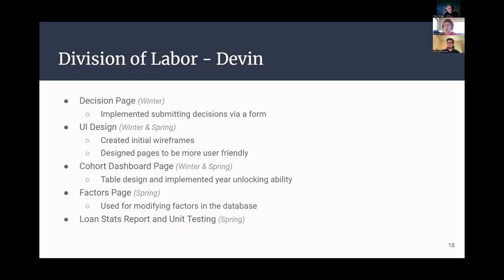So I worked on the decisions page, implementing submitting decisions via a form. The UI design, I created the initial wireframes and then designed the pages to be more user-friendly. And I worked on the cohort dashboard page for unlocking years. The admin can unlock years during the simulation. And the factors page for updating and saving factors. And the loan stats report and unit testing.